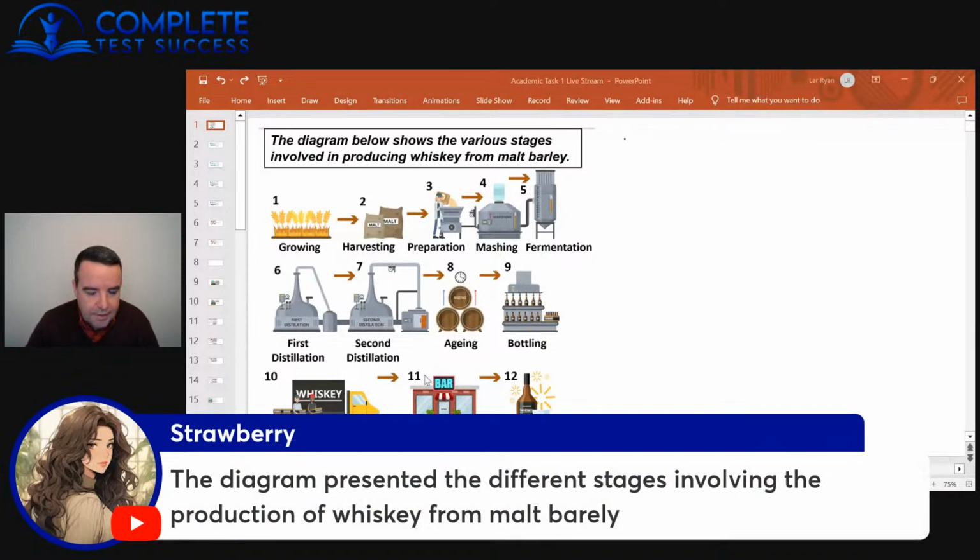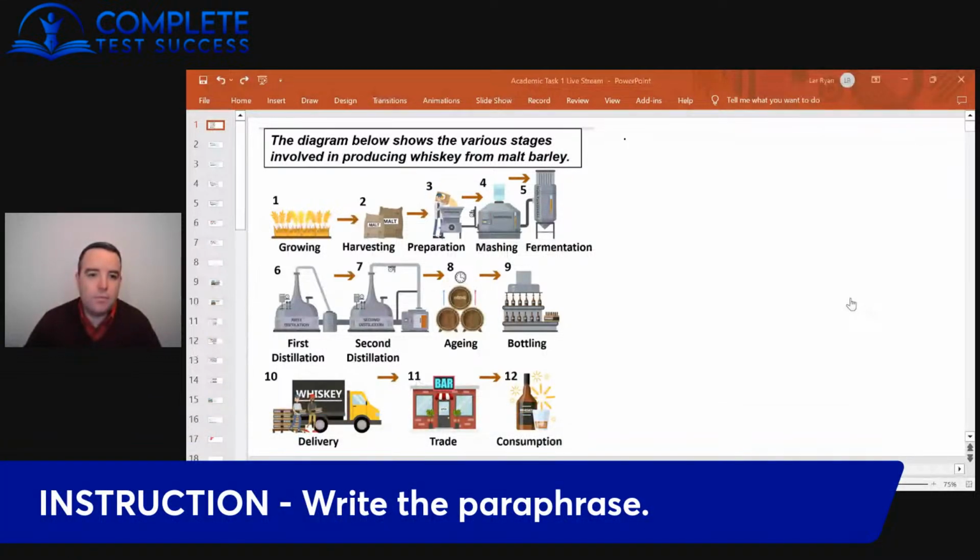Hi, Strawberry. The diagram presented the different stages involving the production of whiskey from malt barley. Okay, so the most important information is there. But there are some grammar mistakes. So you're first in. So I'm going to take yours and I'm going to add it to the screen here.